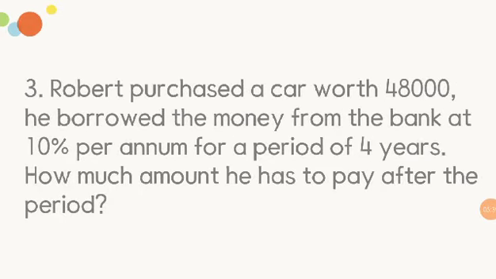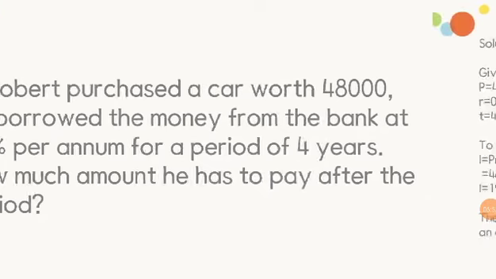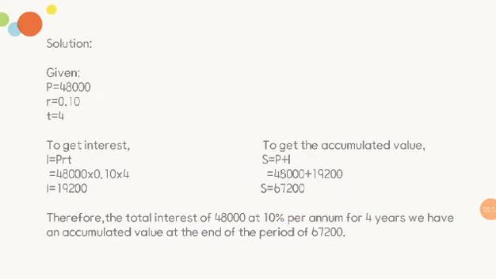Last problem, Robert purchased a car worth 48,000. He borrowed the money from the bank at 10% per annum for a period of 4 years. How much does he have to pay after the period? In this problem, the given principal is 48,000, rate is 10% or in decimal it is equivalent to 0.10, and time is 4 years.